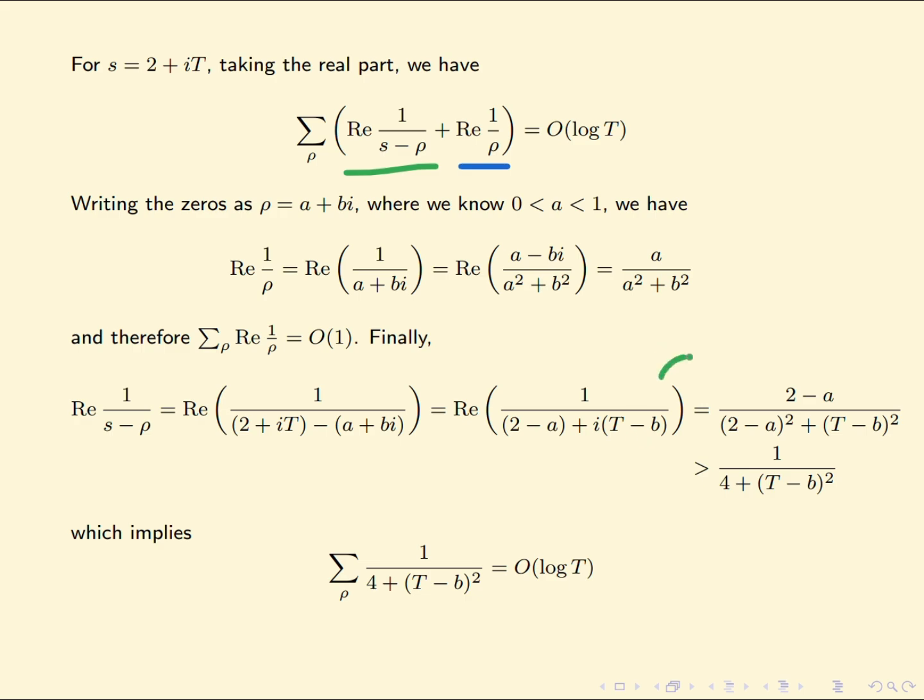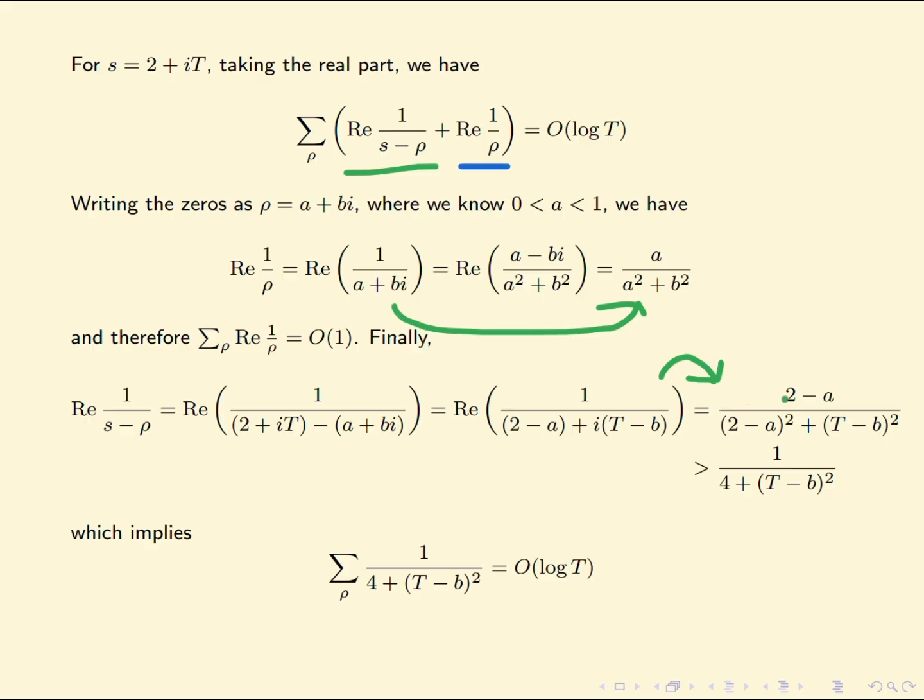And then for this step, I kind of skipped a step here. I'm just going straight from this to this. So the real part is whatever the real part is here, this a, so it's 2 minus a, so the 2 minus a goes here. And then the denominator here is the square of these two things. So it's 2 minus a squared and then t minus b squared.